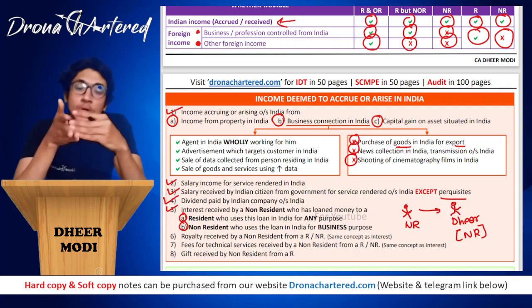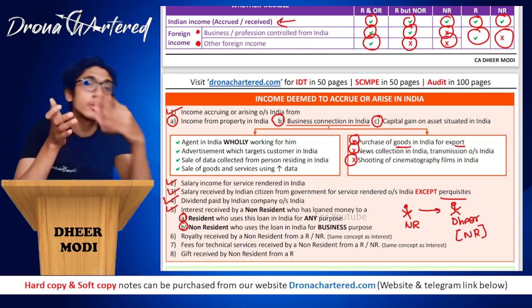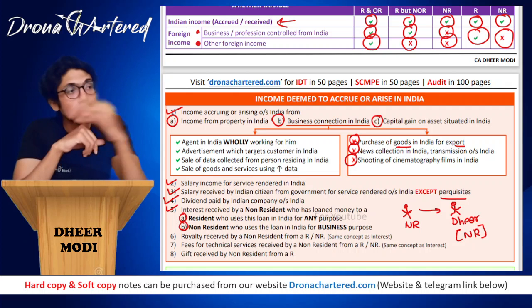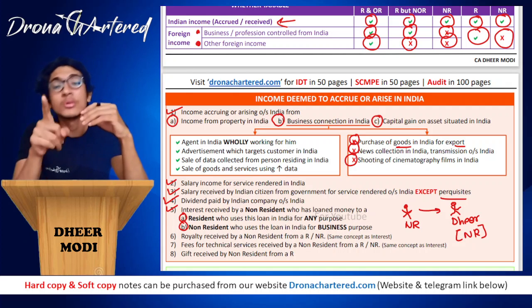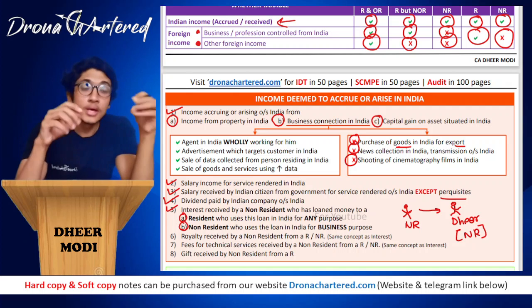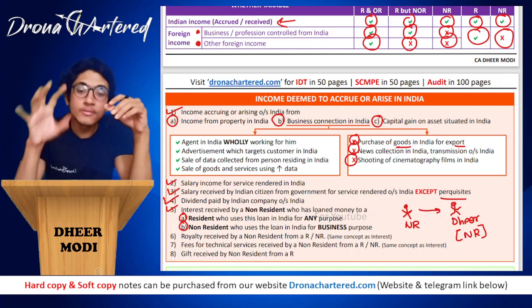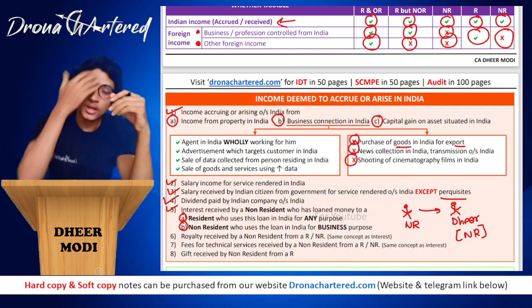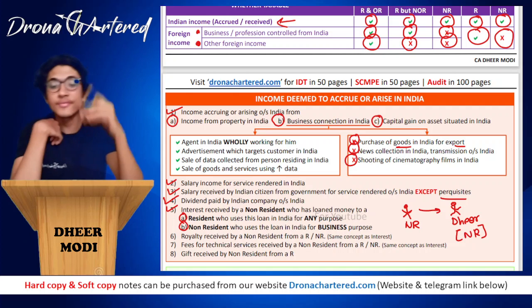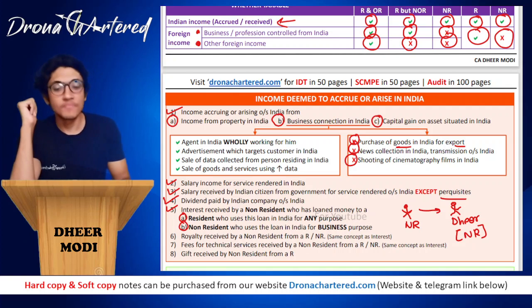Now, what if non-resident to non-resident? That means non-resident A gives the loan to non-resident B. Now, this B is using this loan for business purpose. If he is using it for business purpose, this income that NRA is receiving in the form of interest will be treated as income deemed to accrue or arise in India. And if it is not used for business purpose, then it will not be added.